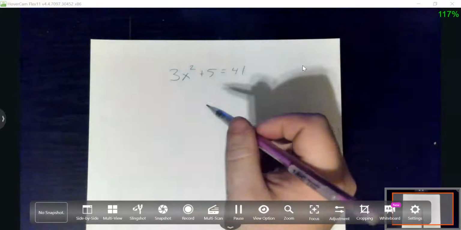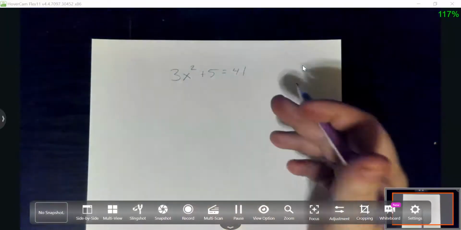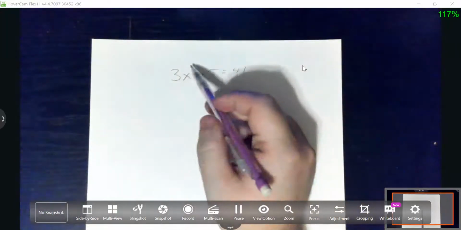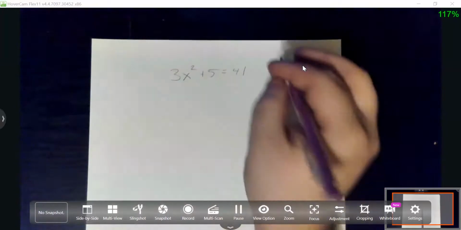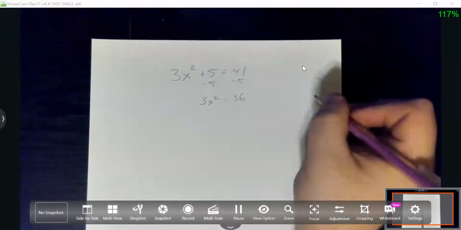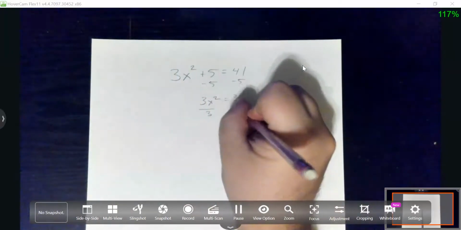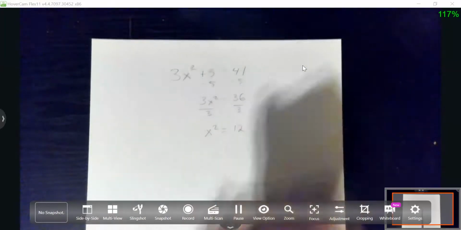So to solve this, what we need to do is we need to isolate the squared power. We need to get the x squared completely by itself. So what I'm going to do is I'm going to subtract 5 from each side. Gives me 3x squared equals 36. And I need to divide by 3. We have to have the x squared isolated. So I get x squared equals 12.